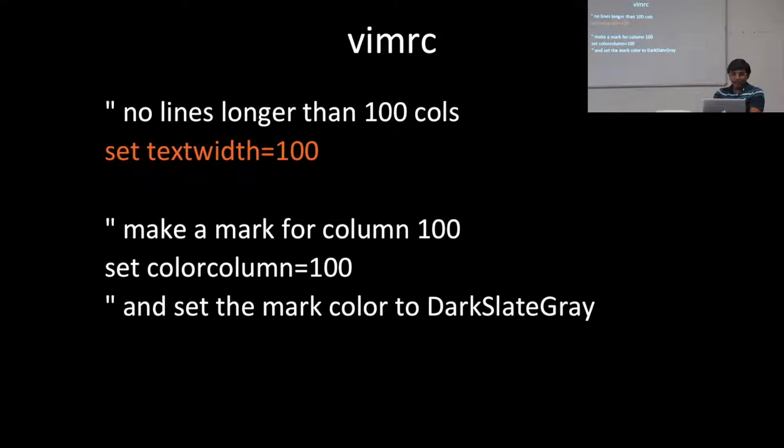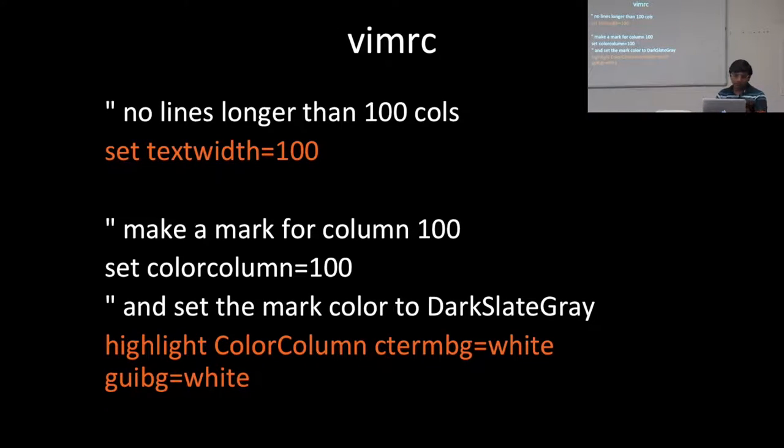The next one is how you can highlight the 100th column. You can color code that column to show you that this is your boundary. You can do it with this little code: highlight ColorColumn, ctermbg equal to white is for the terminal, and for the GUI-based version, guibg equal to white. And I'll show you when I show you the demo of plugins, you can see that on my Vim editor. So you can have a better idea.